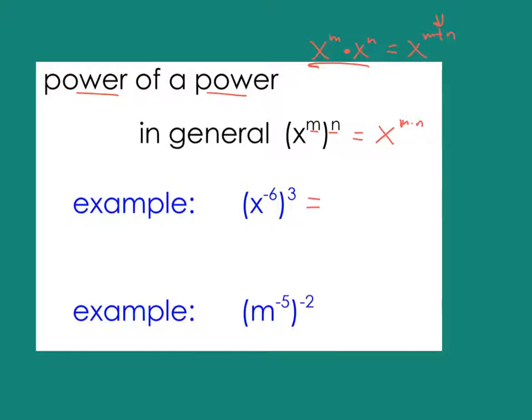So down here, this is going to be x to the -18th, because -6 times 3 is -18. But then we don't want to leave the negative exponent. That's going to be 1 over x to the +18th. Down at the bottom, this is going to be m to the, notice there's a negative times a negative, +10th, and that's it.